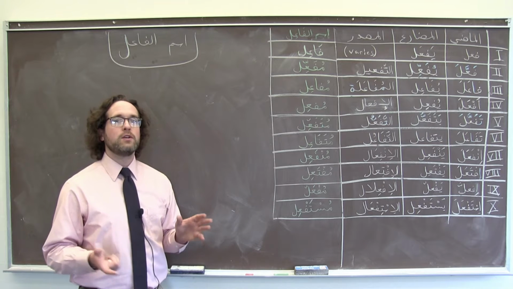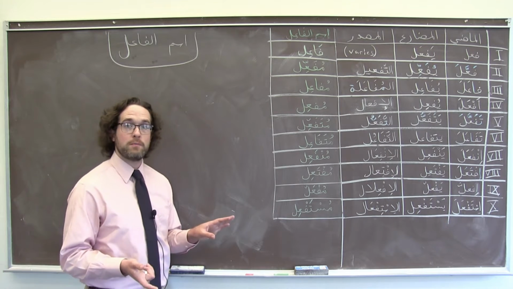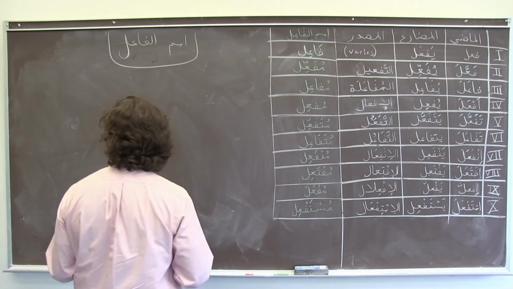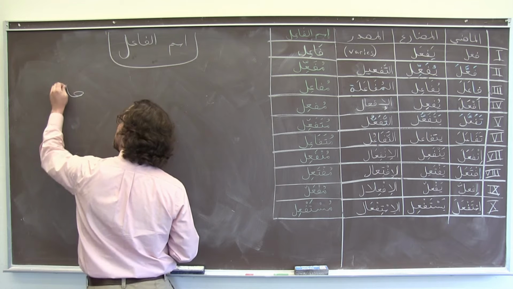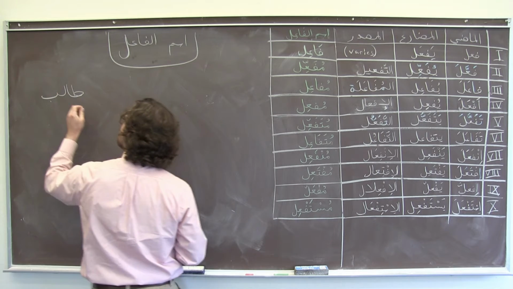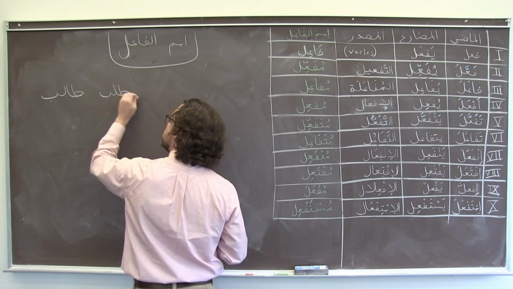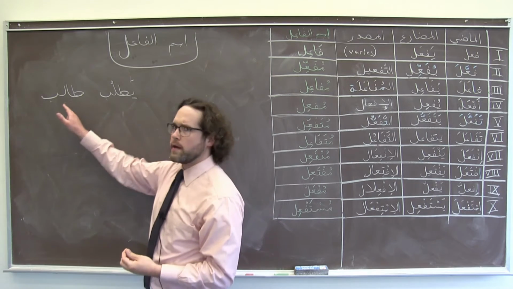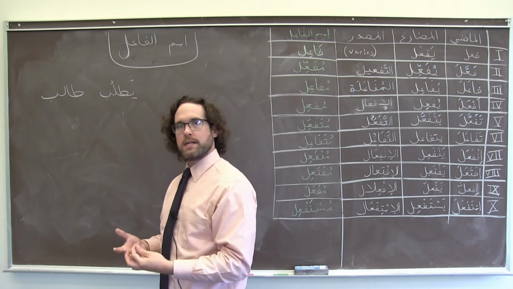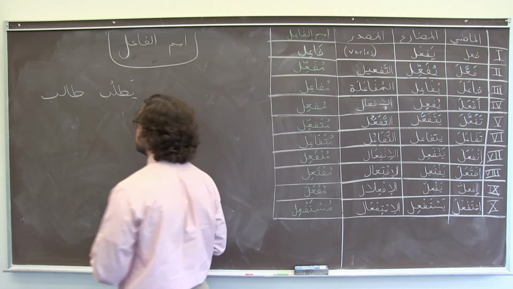You probably know a lot of asma fa'il already. They're all over the place in Arabic. For example, the word for student, طالب, comes from a verb يطلب, meaning to ask or demand. So a طالب is literally in Arabic an asker, a demander, someone who's demanding knowledge, and it means student.